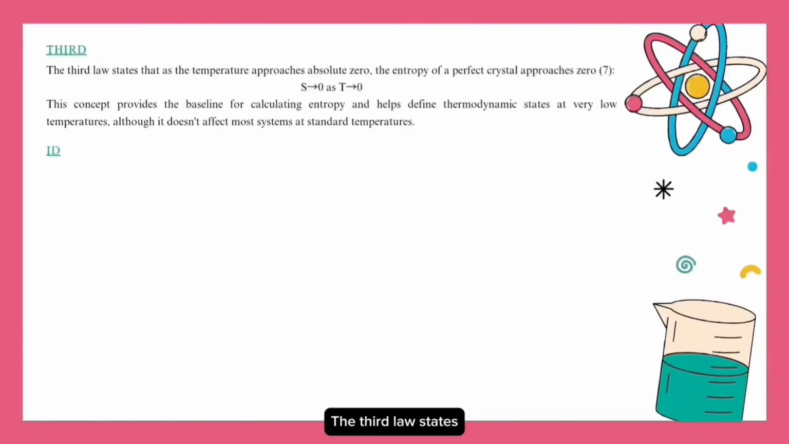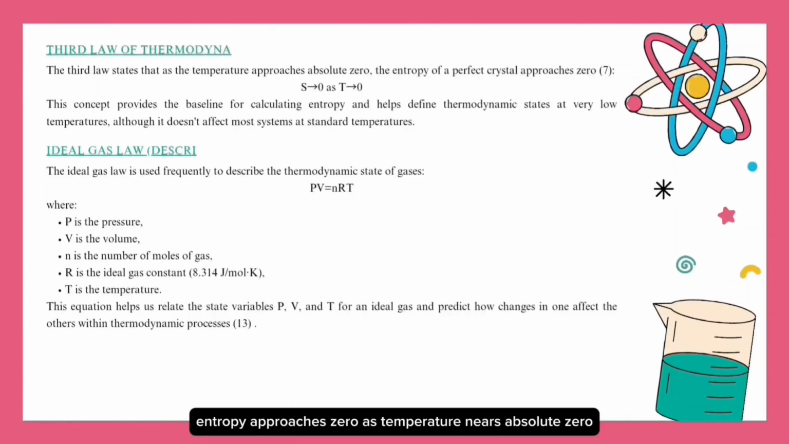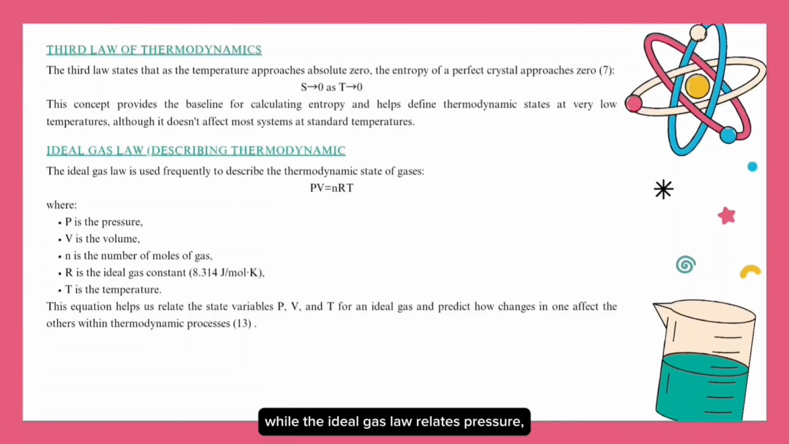The third law states entropy approaches 0 as temperature nears absolute zero, while the ideal gas law relates pressure, volume, and temperature.